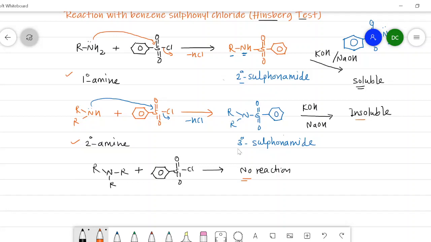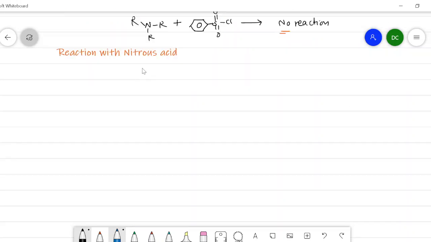If we get a sulfonamide which is insoluble in alkali, then we can say that the given amine is a secondary amine. Now, we will see the reaction of amine with nitrous acid, and the products which are obtained in the reaction give a clear idea about the nature of amine present. The reaction of amine with nitrous acid gives different products depending upon the nature of amine. So before starting with the actual reactions, we will see the structure of nitrous acid.